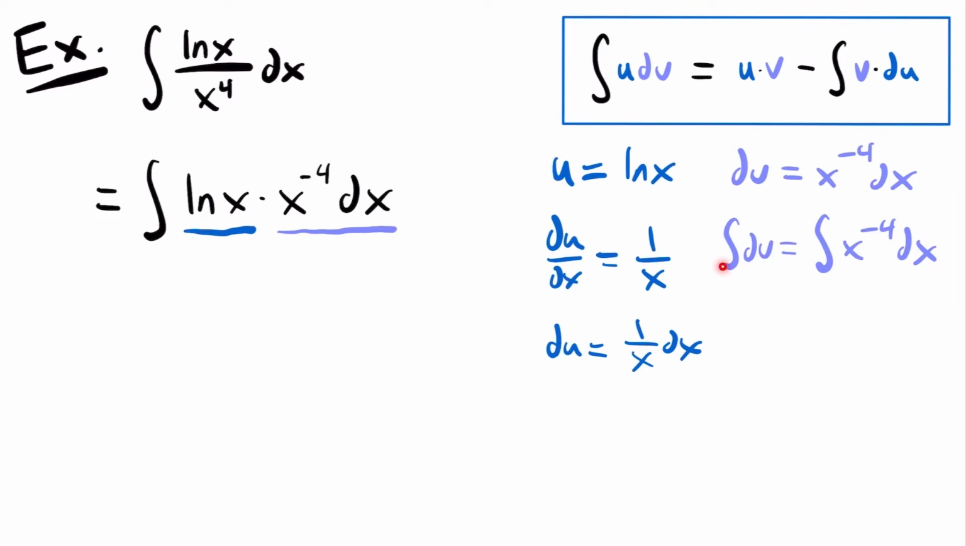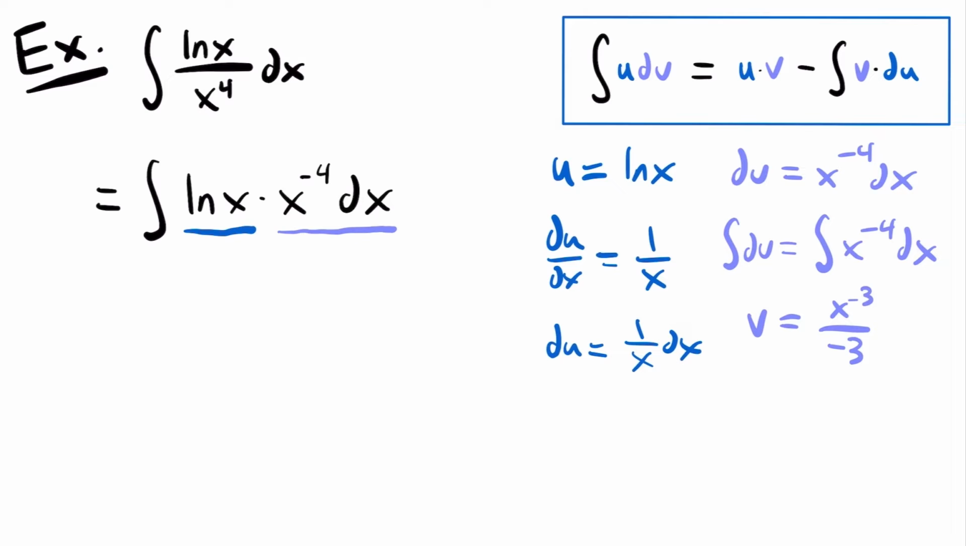Now, the integral of dv will be v, and that is equal to the integral of x to the negative fourth power. Now we're going to use the power rule of integration here, so we'll add 1 to the exponent and then divide by that new exponent. So we'll have x to the negative third power divided by negative 3. Okay, and so now let's use this information to rewrite this integral using the integration by parts formula.